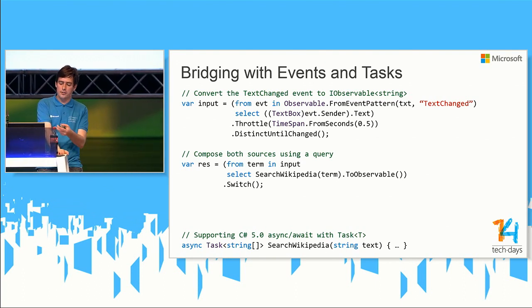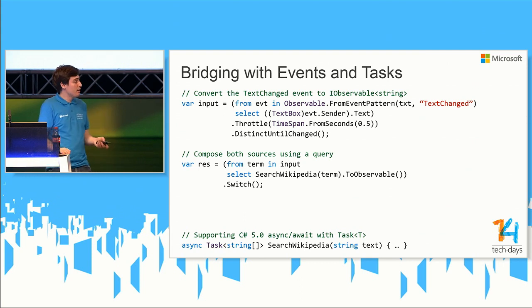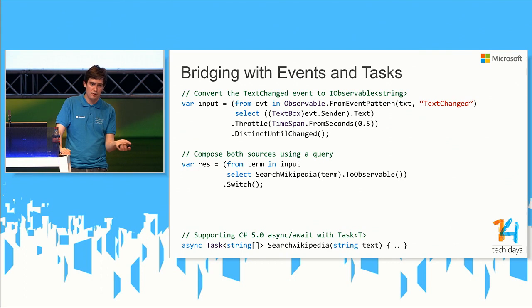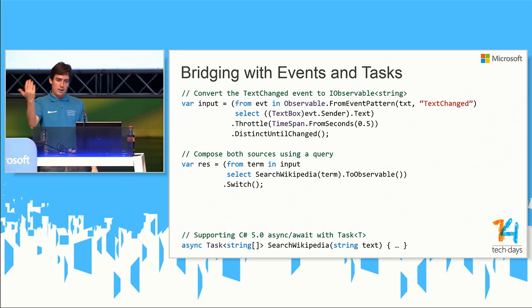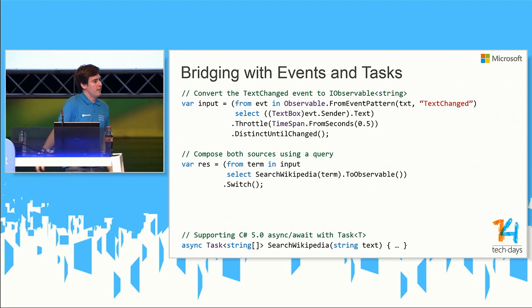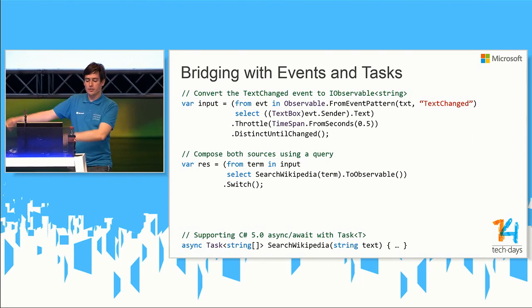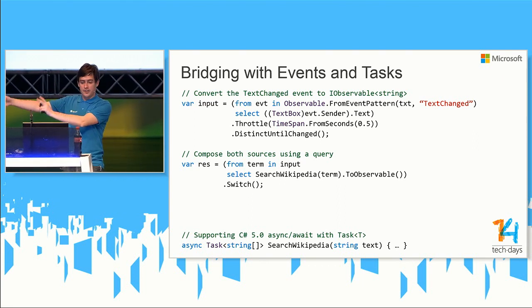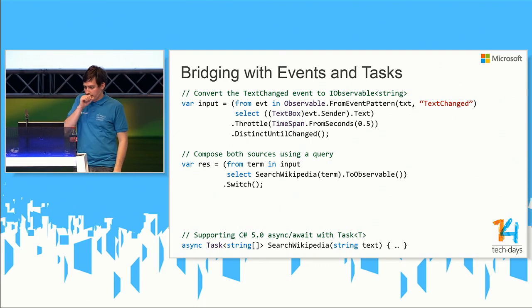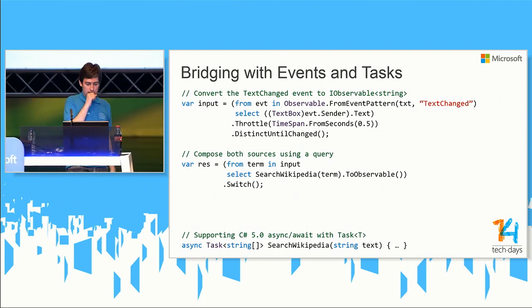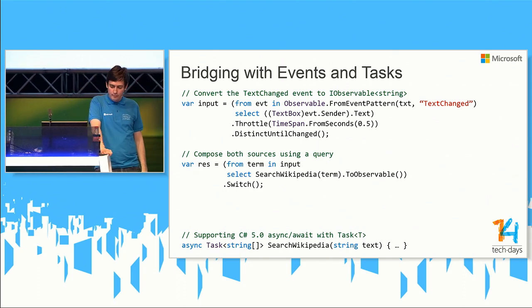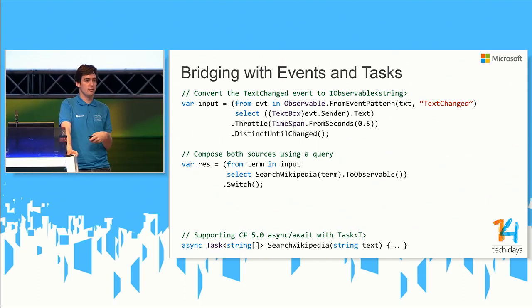Well, the answer is we can do something like this. We can say for every input in the text box that's been throttled and that's been made sure that it's not the same as the previous input that the user already had, we are going to project that onto a request for Search Wikipedia. So an observable of string gets projected onto an observable of task of string array, effectively. Now, one thing we can do here is make it even more Rx-y. We can actually turn it into an observable. We can convert the task into an observable.